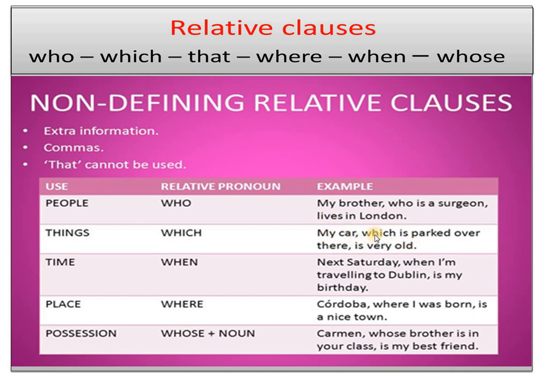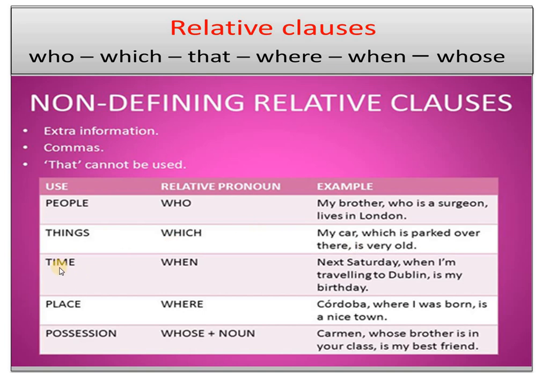But this sentence, which is parked over there, is extra information. And we put a comma before the sentence and another comma after the sentence. So this is called a non-defining relative clause.